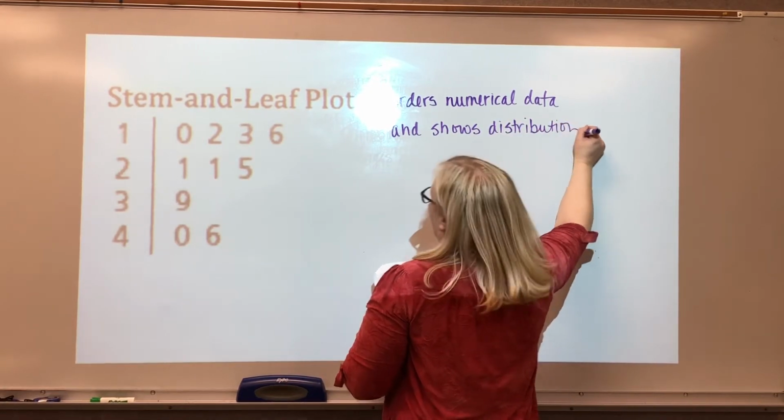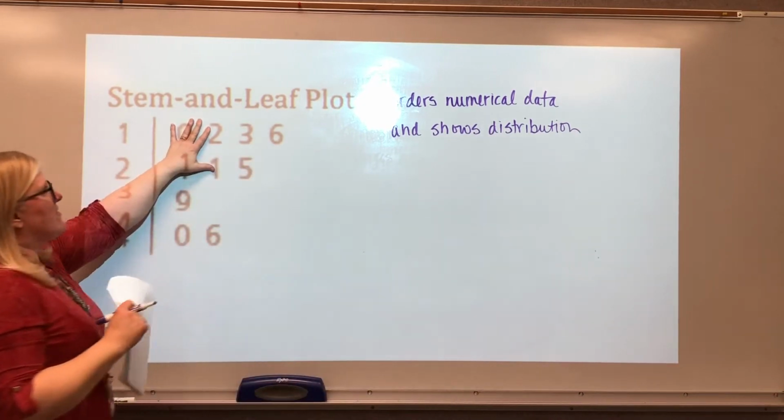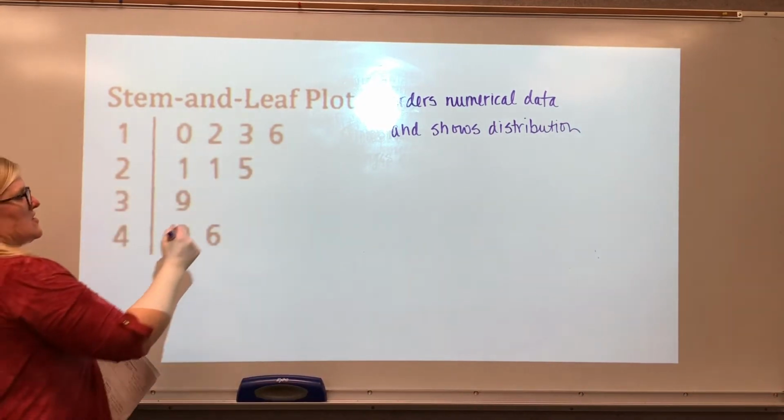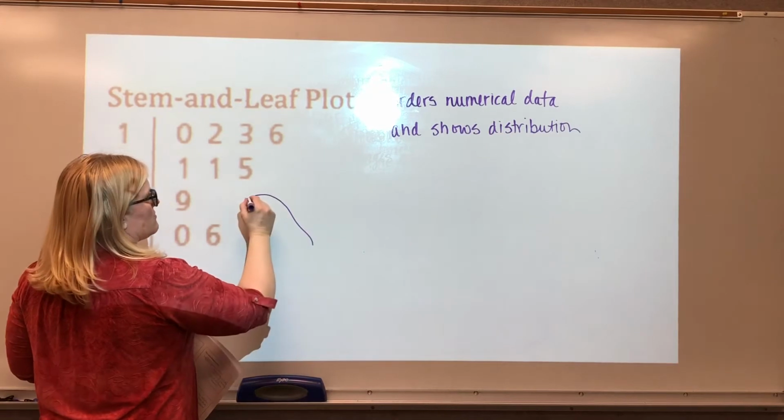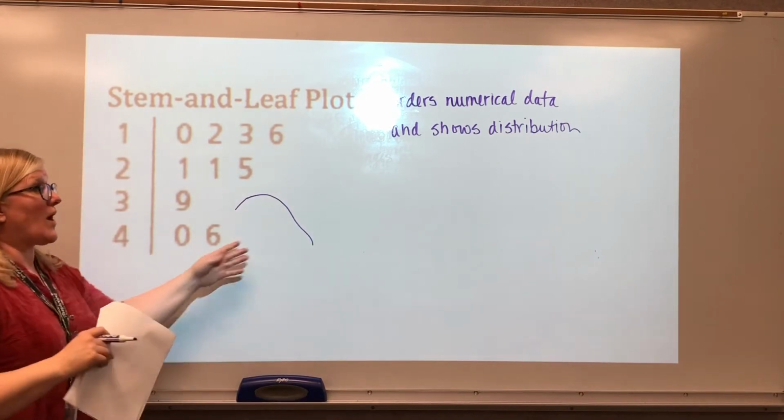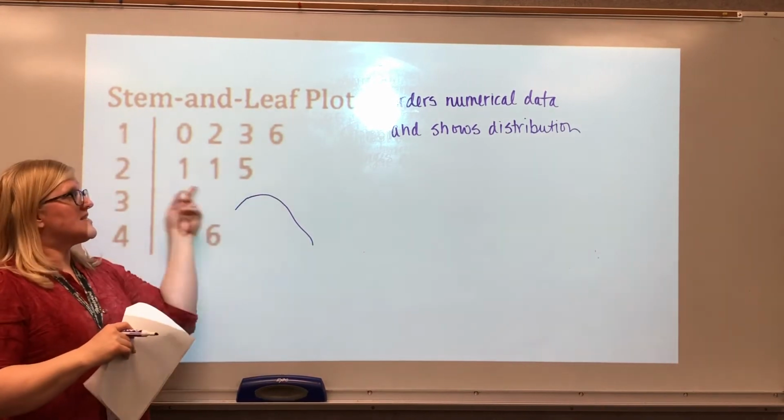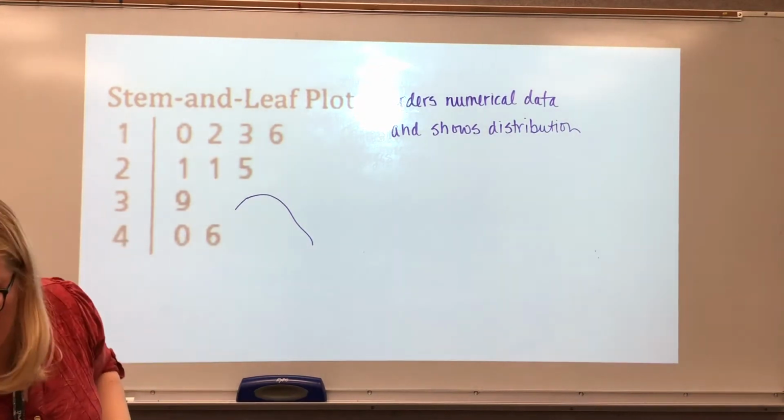and shows distribution. So for this one, we have more data values on the low end, so it would look like this, wouldn't it? So this would be skewed right. And we can see that looking at the stem and leaf plot.